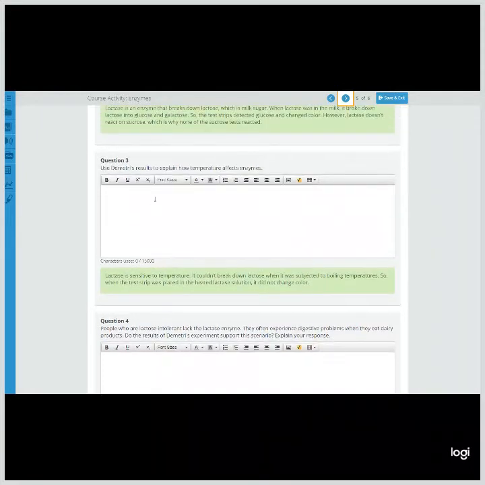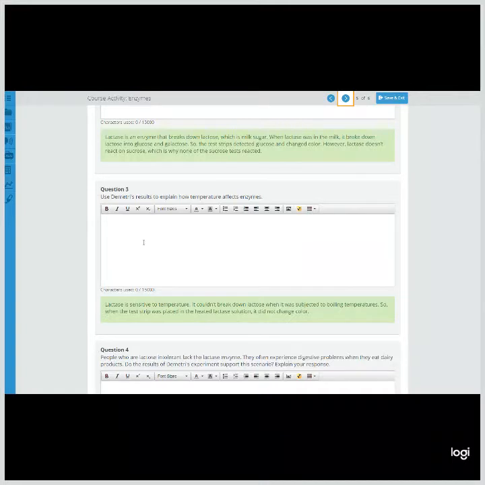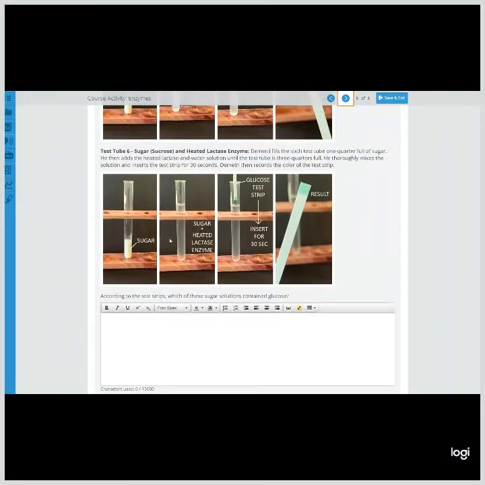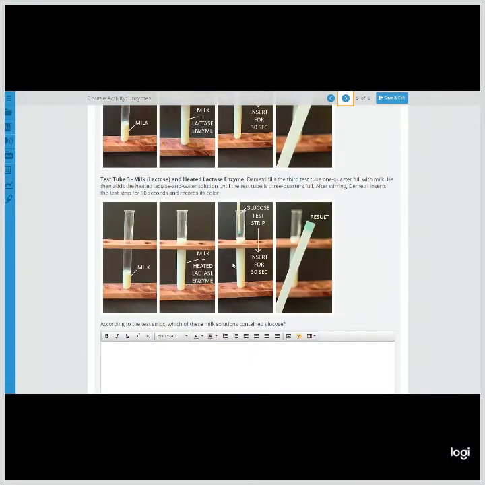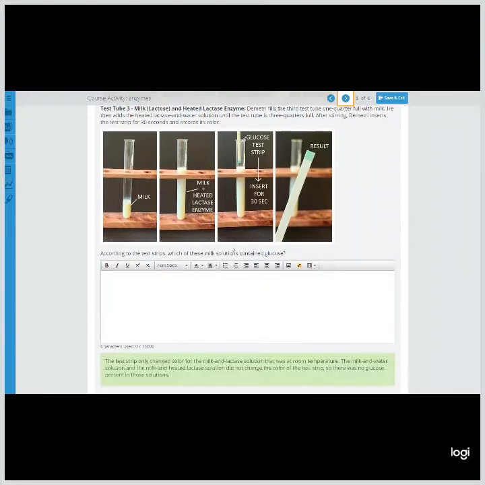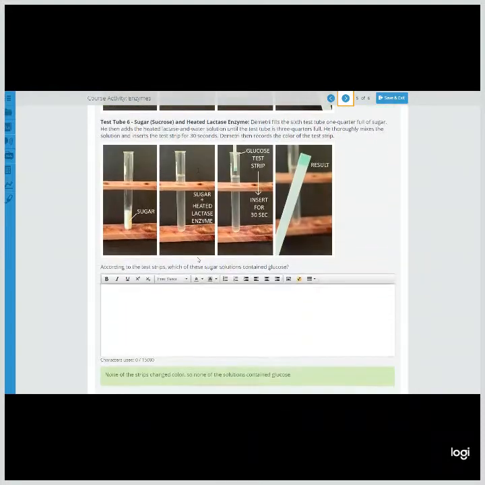And so in this case, the lactase enzyme is sensitive to heat, which is shown when you boiled the water and then tested it and there was no change right there. So that's a negative change on test tube number 3 because the heat destroyed the enzyme.